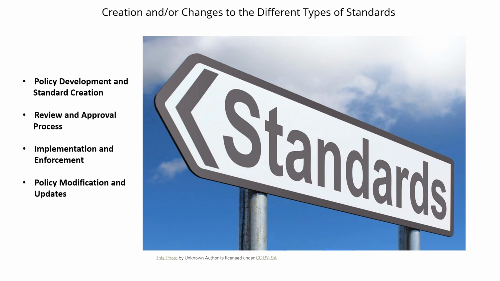Review and approval process. Internal review: conduct peer reviews with cybersecurity teams and legal advisors. Stakeholder feedback: gather input from key departments to ensure feasibility and compliance. Executive approval: obtain formal approval from senior management or the board. Implementation and enforcement: communication and training. Educate employees on policy changes.